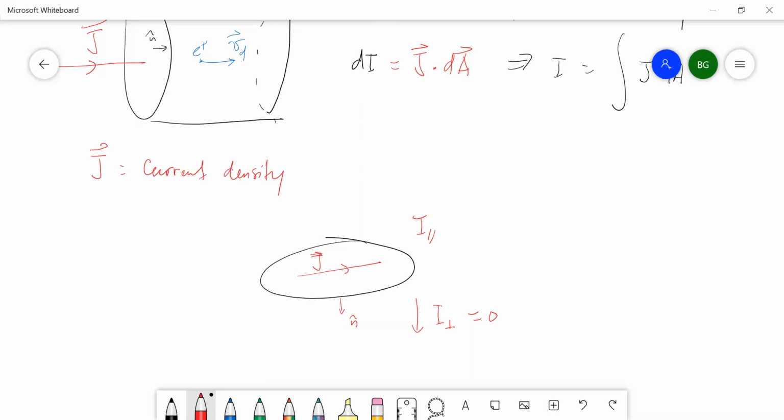In the parallel case, this current density doesn't pass through an area, so it only moves on the surface, okay? This J here is only parallel to the surface. So we cannot define the current in this case, only the current density. Okay, anything else?